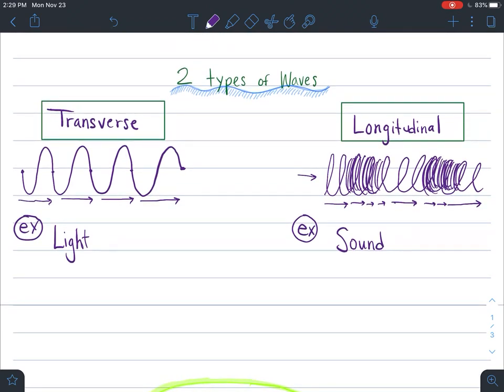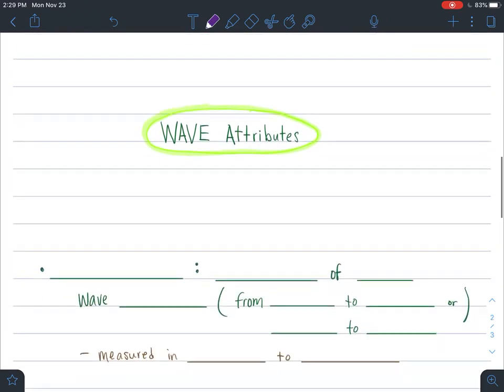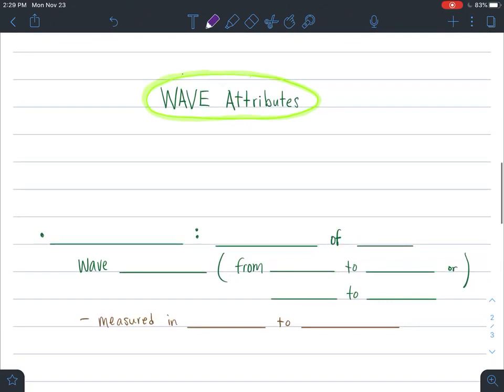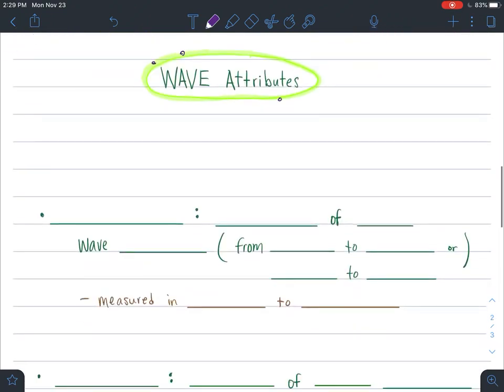As we go further throughout this unit, we'll learn about the differences between light and sound waves, what makes them different from one another, and how they travel in different ways. Before we get into the nitty-gritty there, we're just going to identify some attributes of waves, and we'll call this portion wave attributes.